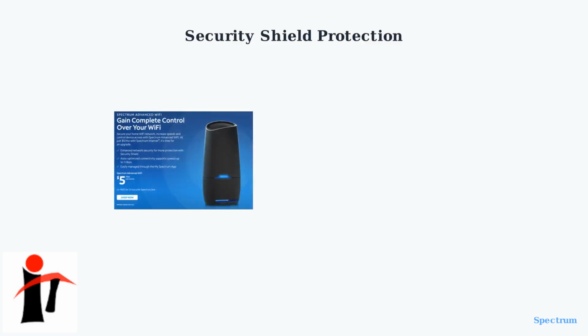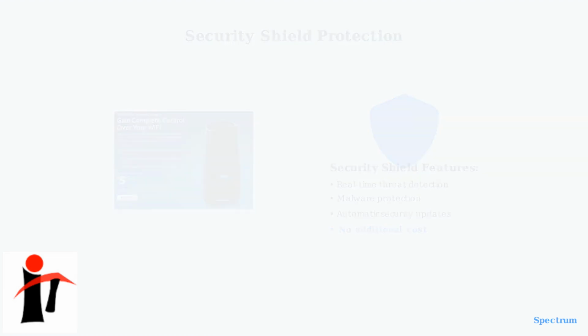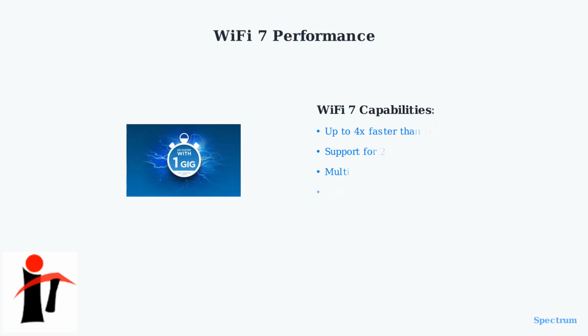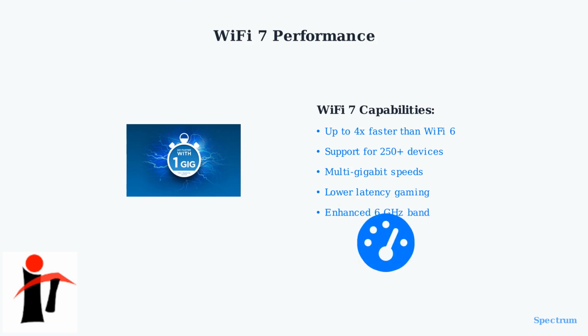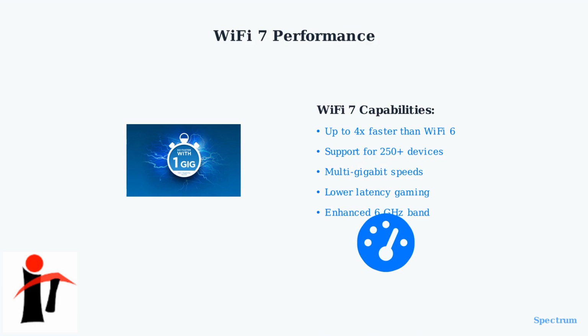Spectrum's advanced Wi-Fi includes Security Shield, a cloud-based security feature that protects all your connected devices from online threats at no additional cost. This provides comprehensive network protection. Spectrum's Wi-Fi 7 routers deliver exceptional performance with speeds up to 4 times faster than Wi-Fi 6. These routers can support over 250 connected devices simultaneously, making them perfect for modern smart homes.